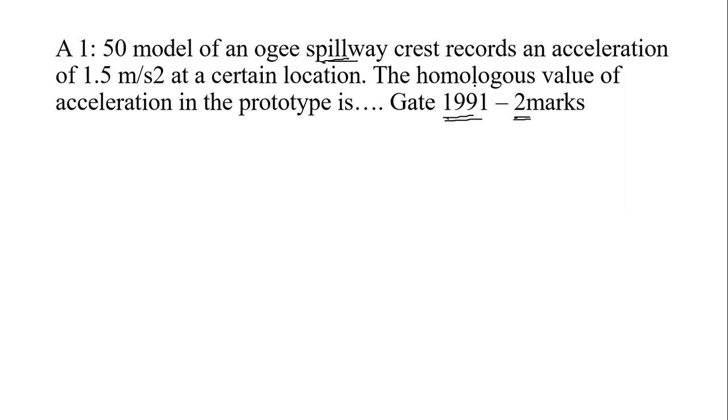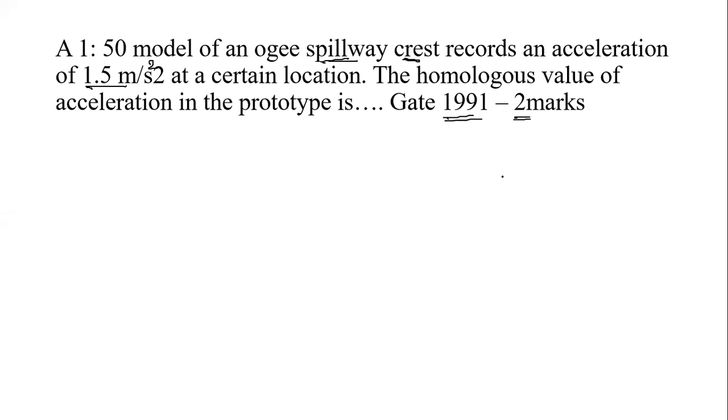A 1:50 model of an Ogee spillway crest records an acceleration of 1.5 meter per second squared. That means the flow is occurring over the Ogee spillway, and at its crest the acceleration of the flowing fluid is 1.5 meter per second squared at a certain location. I would like to go for the sketch also of the Ogee spillway.